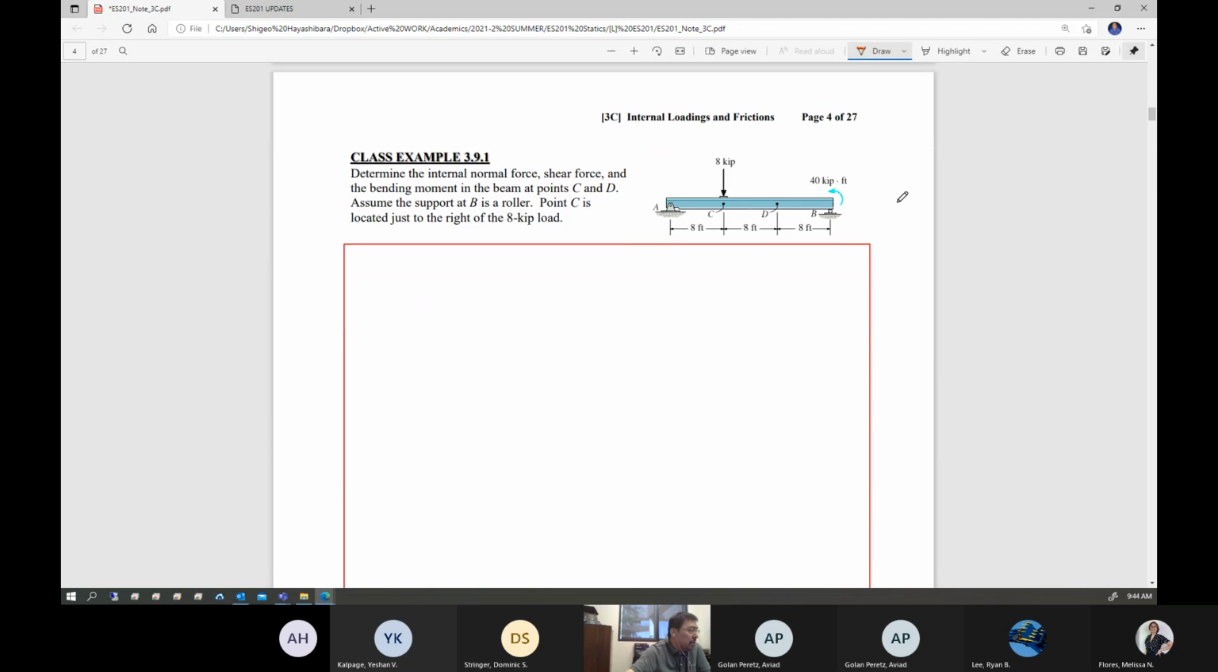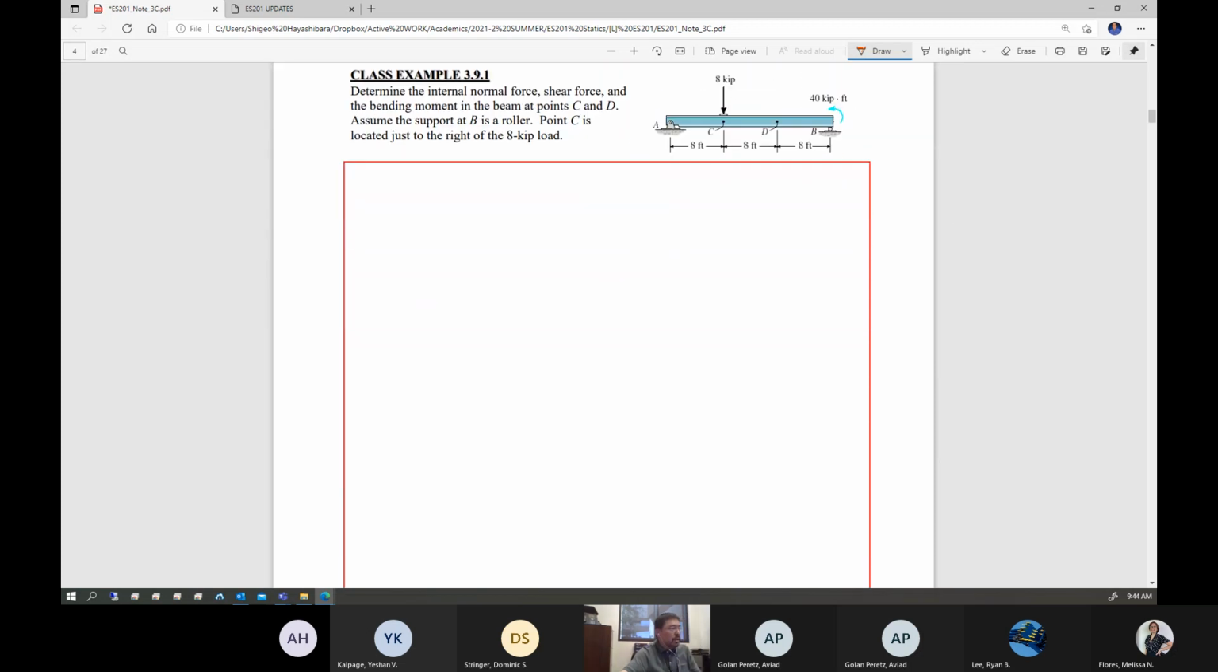Okay, so next page, let's take a look at the example problem, an easy one to begin with. Class example 391. Determine the internal normal force, shear force, and the bending moment in the beam at points C and D. Assume the support at B is a roller. That means a single y direction support reaction force. Point C is located just to the right of the 8 kip load. Just to the right.